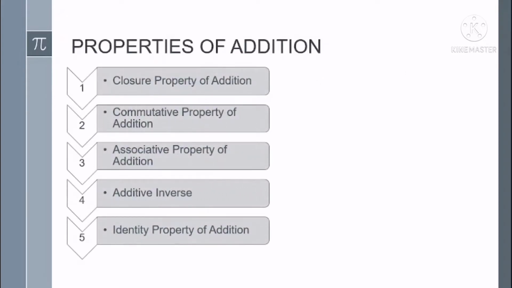Here are the properties of addition. First, closure property of addition. Second, commutative property of addition. Third, associative property of addition. Fourth, additive inverse. And fifth, identity property of addition.